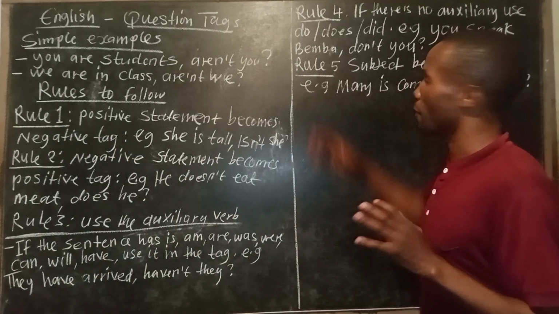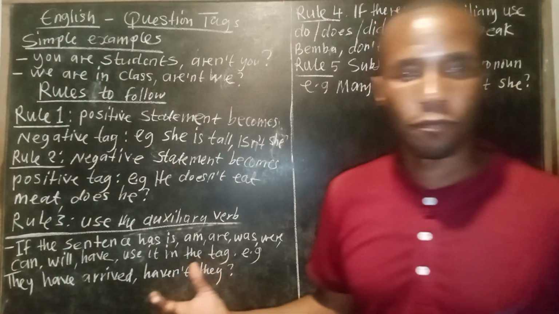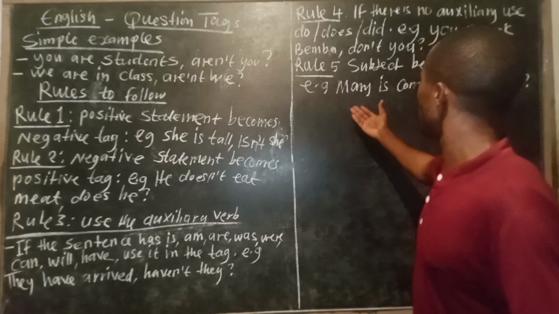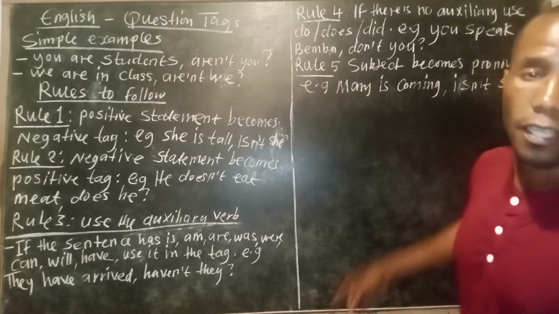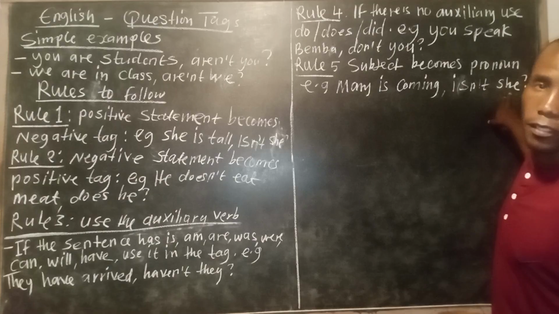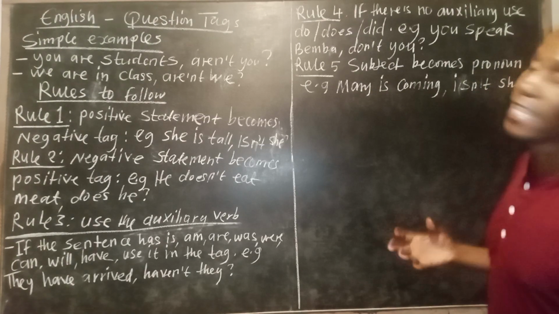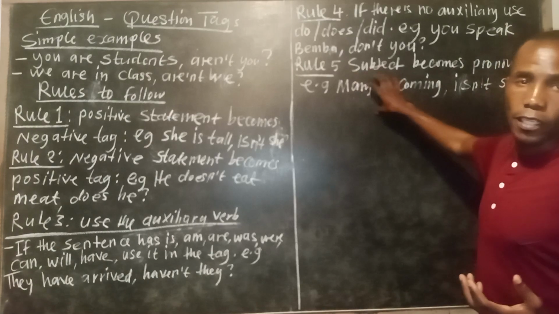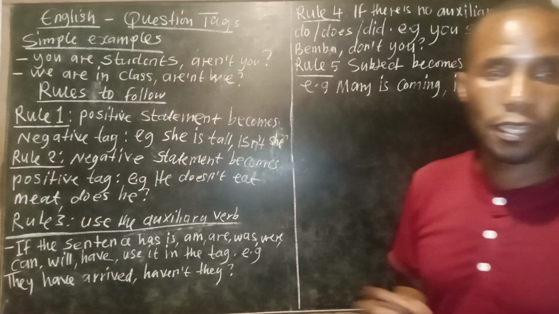Then we go to rule number five. Subject becomes pronoun. For example, we have the subject here: Mary is coming, isn't she? So this Mary has become a what? A pronoun. If here there was John, we were going to say, isn't he? So meaning the subject or the noun becomes a pronoun in a question tag.